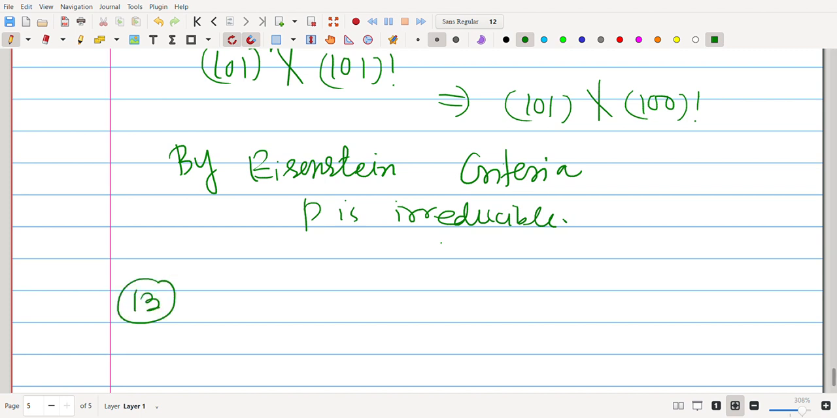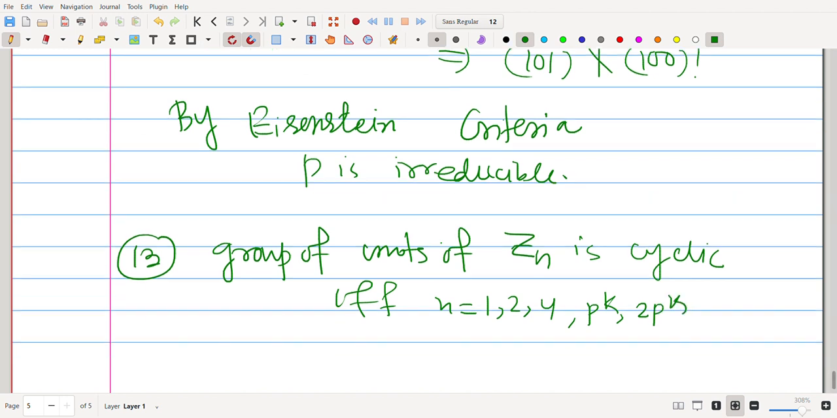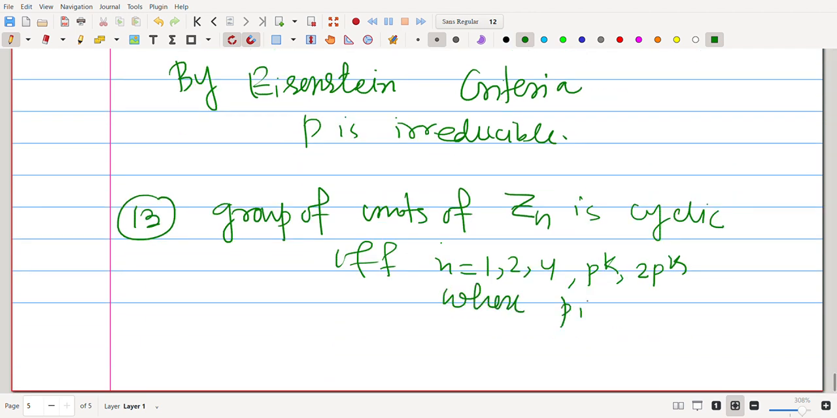Question number 13. It's known that the group of units of Zn is cyclic if and only if n equal to 1, 2, 4, p^k, 2 times p^k, where p is an odd prime. That means 2^n is not of this form, hence this statement is false. And this comes from basic number theory. You can find the proof in any number theory book.